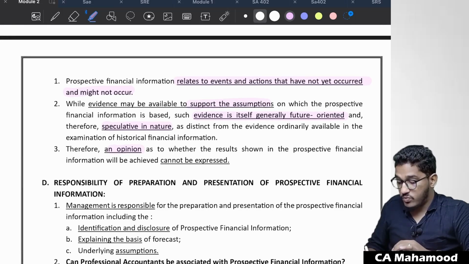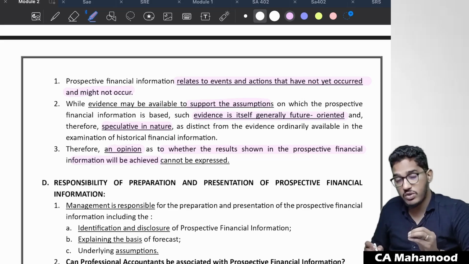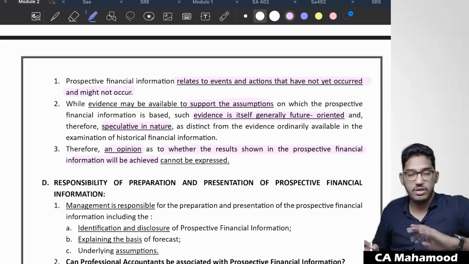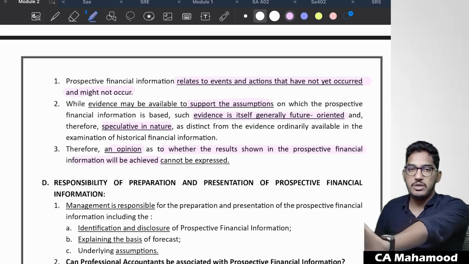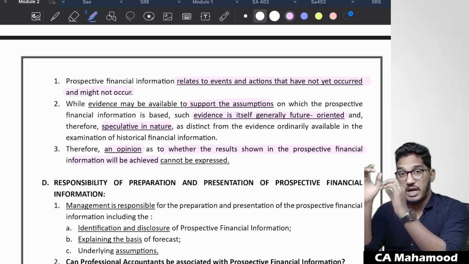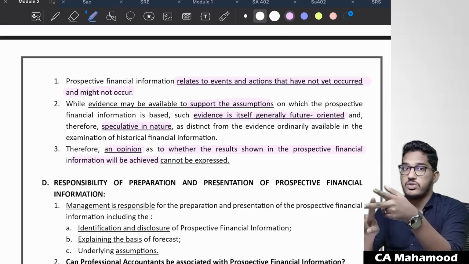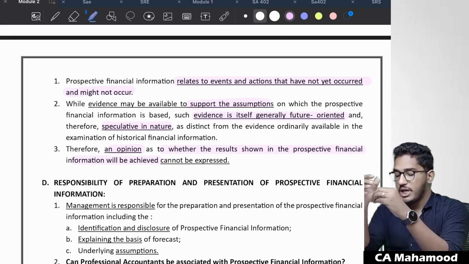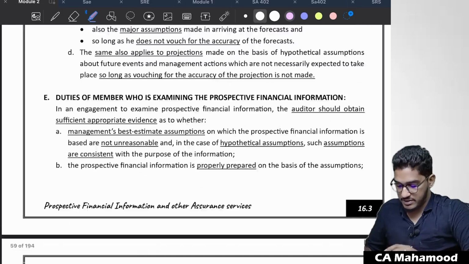Therefore, an opinion as to whether the results shown in the prospective financial information will be achieved cannot be expressed. You cannot express an opinion whether that information, whatever has been stated, will be achieved or not. We can't express the opinion. We can only comment whether that is presented properly or not. We are going to talk only on presentation and disclosure. We are not going to talk upon achievability of the results. We can't say whether those results will be achieved or not. Even if we have evidence, that evidence is also speculative in nature, also future oriented. So that's why you can't express an opinion whether the results shown in the prospective information will be achieved or will not be achieved.